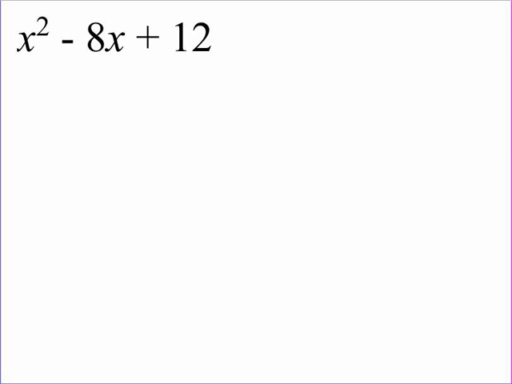So now let's look at this one. This one looks a little bit different. And how is it different? There's a subtraction. But we're still going to solve it the same way. So here I'm looking for 2 factors of 12 that add up to 8. What are 2 factors of 12 that add up to 8?